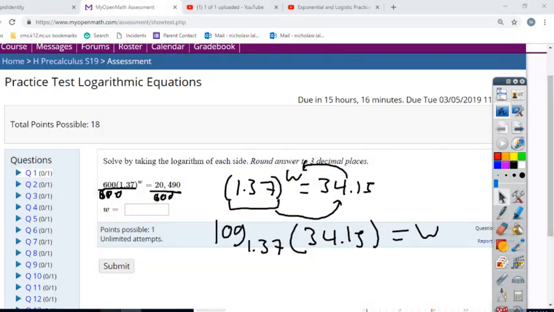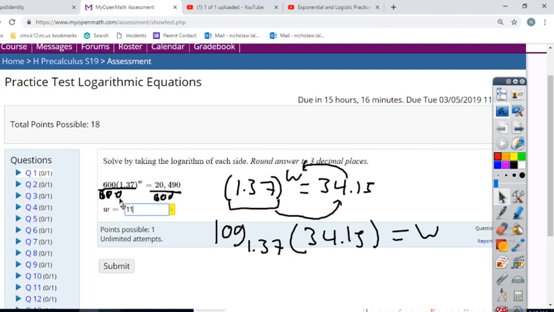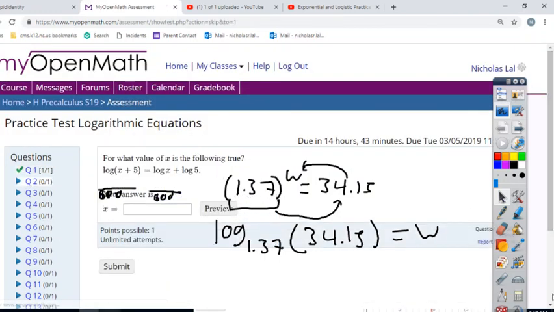After that, I'm going to take my calculator and do math, up, log base, so I can find the log base 1.37 of 34.15, and that's equal to 11.2155. They want it to 3 decimal places, so that would be 11.215. Actually, that will round to 11.216. That rounds up. Alright, that is correct. Moving on to question 2.